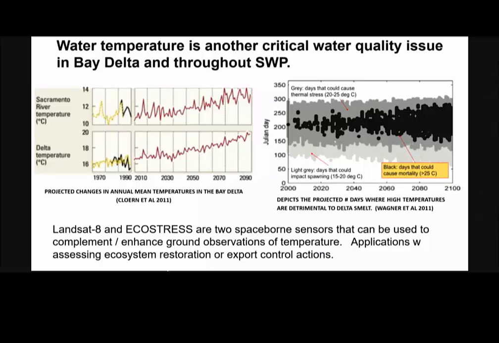The two spaceborne instruments that we're looking at for this are Landsat 8, which is a satellite, and ECOSTRESS, which is an instrument on the International Space Station. We're looking to see, of course, how these water surface temperature measurements line up with the CDEC temperature measurements, and also trying to understand whether they can be used for assessing ecosystem restoration outcomes and export control actions.